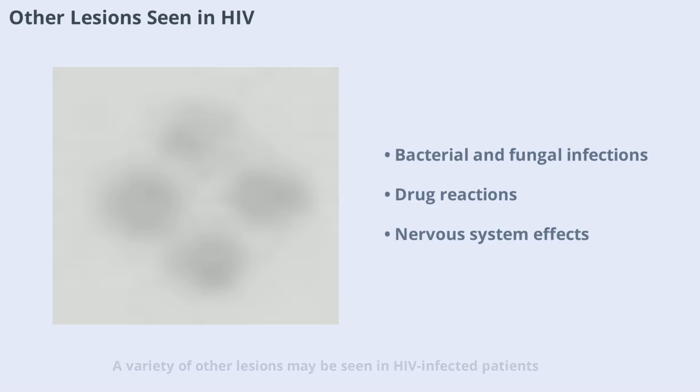A variety of other lesions may be seen in HIV-infected patients. These include bacterial infections such as Actinomyces israelii and Klebsiella pneumoniae, drug reactions, epithelioid angiomatosis, and fungal infections like cryptococcosis and mucormycosis. Nervous system disturbances, recurrent aphthous stomatitis, and viral infections such as cytomegalovirus and molluscum contagiosum are also observed.